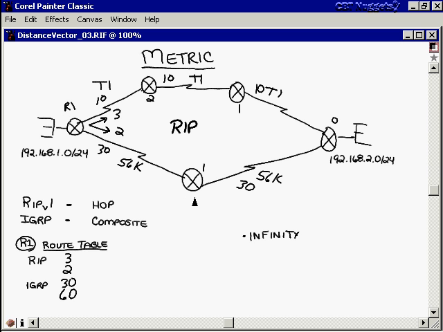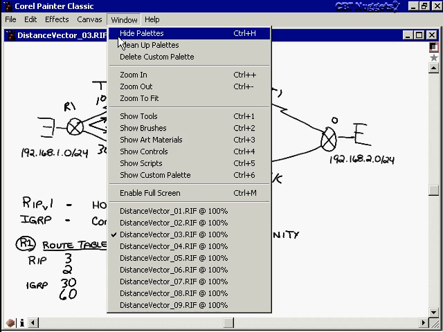So it seems as though, as far as calculating metrics here at R1 and trying to get to a destination, it's simply a math problem. We add the metrics associated with this path, we add the metrics associated with this path, regardless of whether it's RIP or IGRP, and we come up with the best path. The question has to be, though, how does R1 know the metric associated with this link, and this link? And the answer to that comes in the form of an update.